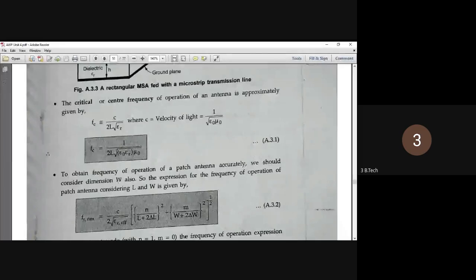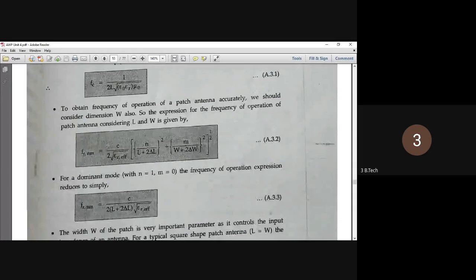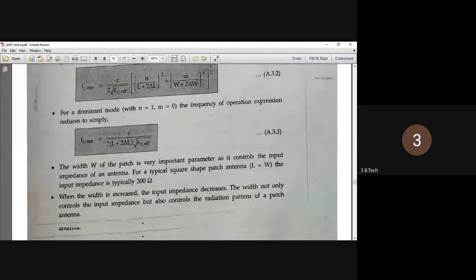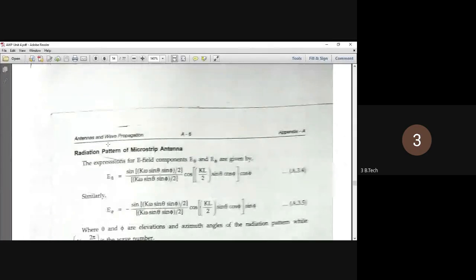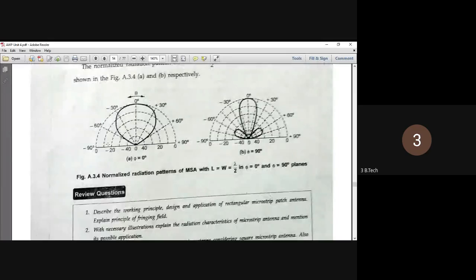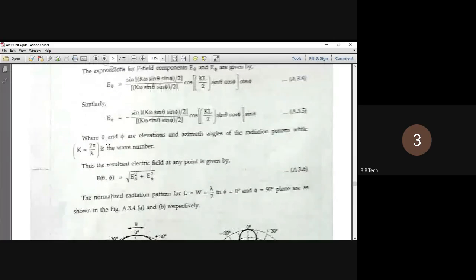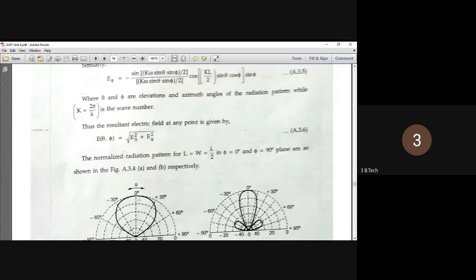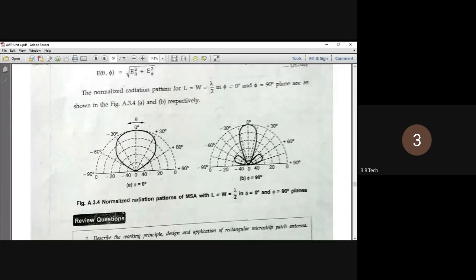మనం ఎక్కడ ఆపరేట్ చేస్తాము. సో to obtain frequency of operation of pattern accurately, we should consider dimension W. So the expression for the frequency of operation of pattern. సో లెంత్ కు ఒక ఈక్వేషన్, విడ్త్ కు ఒక ఈక్వేషన్ ఇచ్చాడు. ఆ రెండు ఈక్వేషన్స్ తో మీరు మైక్రోస్ట్రిప్ ప్యాచ్ యాంటెన్నా డిజైన్ చేసుకోవచ్చు. సో ప్యాచ్ యాంటెన్నా డిజైన్ చేసిన తర్వాత అలాగే ఎలక్ట్రిక్ ఫీల్డ్ ఈక్వేషన్స్ ఇచ్చాడు. మనకి లోబ్స్ ఇలా వస్తాయి. సింగిల్ మైక్రోస్ట్రిప్ ప్యాచ్ యాంటెన్నా తీసుకున్నప్పుడు లోబ్స్ ఎలా ఉంటాయి, బ్రాడ్ గా ఉంది చూడండి ఇక్కడ π0 దగ్గర.